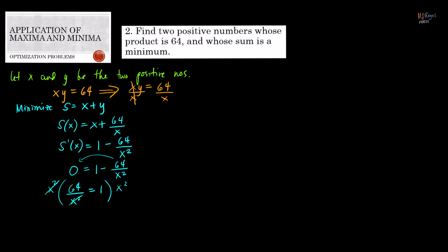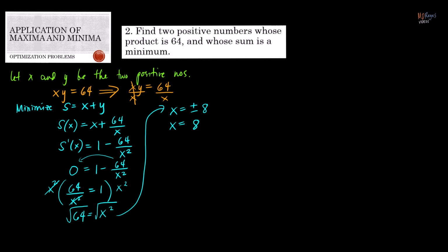So we'll have 64 equals x squared. Now, isolating x, we have to get the square root of both sides of the equation. From there, we'll get x is equal to plus or minus 8. But remember that x and y are both positive numbers. So we eliminate negative 8 already in the equation. So x must be positive 8.